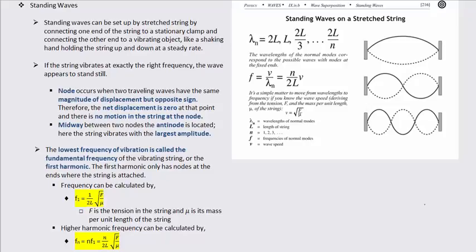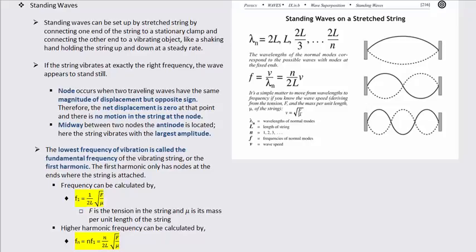At this frequency, the vibrating string only has nodes at the ends where the string is attached. This is also known as the first harmonic. We can calculate the frequency of the first harmonic, which is equal to 1 over 2 times the length of our string, multiplied by the velocity of our string, or the square root of the tension in our string divided by mu, which is the mass per unit length of the string.